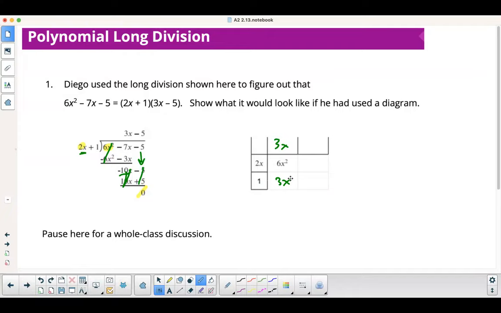So if I were to finish this one, 3x times 1 would give me 3x. And then I have to say 3x plus what gives me negative 7x? And that would be negative 10x. And then 2x times what gives me negative 10x? This is kind of just like this step here. 2x times what number gives me negative 10x? And the answer is negative 5. And then we multiply here. And these are our factors. We have the 2x plus 1 times the 3x minus 5. Just like we have here, we could say the divisor times the quotient.